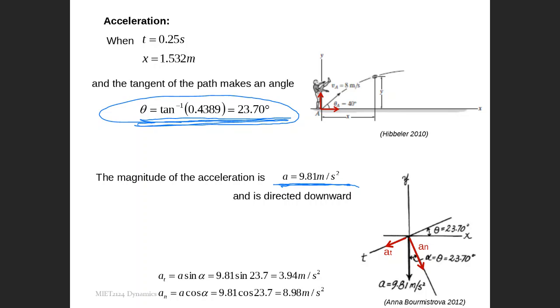Now, after we found the angle, we can break our acceleration into components, normal and tangential. Total acceleration is 9.81 acting vertically downwards, and we can break it into normal and tangential directions. The angle is known, 23.7, and it gives us that in the tangential direction we get acceleration 9.81 sine 23.7, and in the normal direction we get 9.81 cosine 23.7.